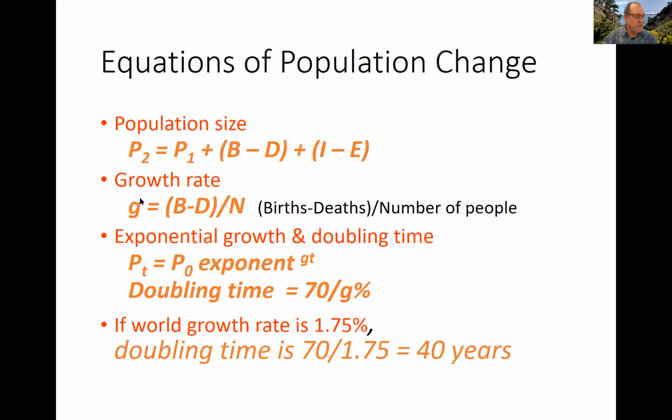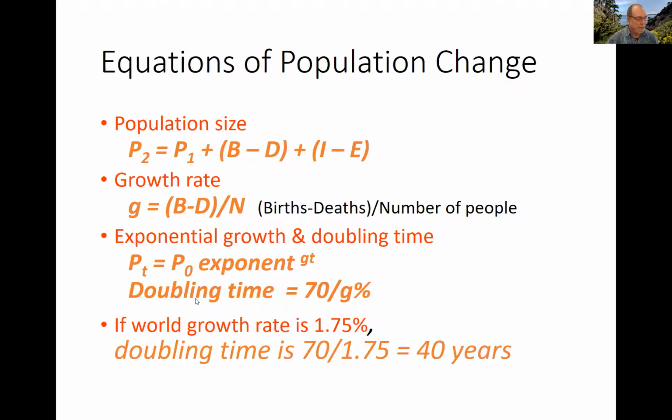Population growth, expressed as G, is the births minus deaths divided by the number of people. So we normalize the growth rate to the number of people that are present. And then exponential rate and doubling time: the population can be expressed in this exponential equation. The population at time t will be equal to the population at some baseline time, N zero, times e raised to the power of the growth rate times time. So G multiplied by t, placed in this equation, will give you the expected population at time t.